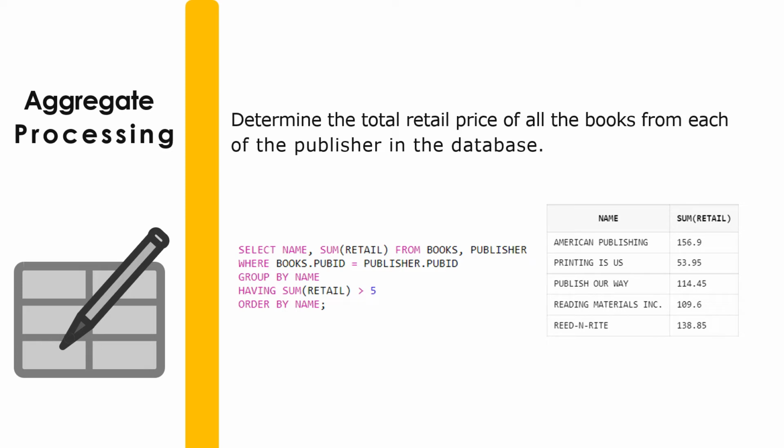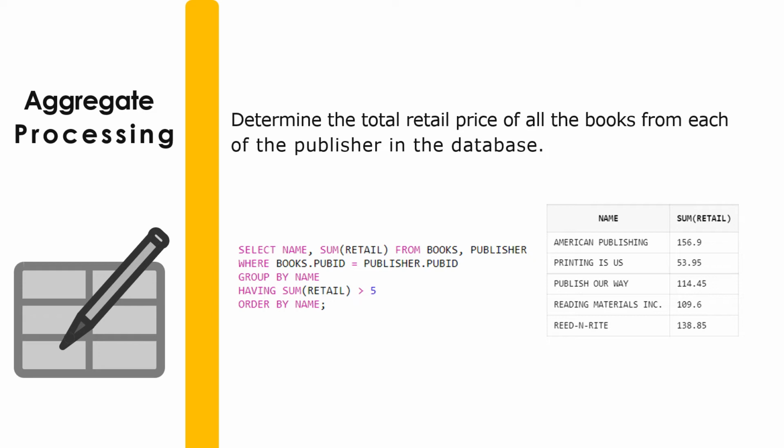First, take note that the name of the publisher can be found in the publisher table, while the retail price of each of the books published by certain publishers can be found in the books table. That is why we need to join the two tables first. Next, we are grouping all of the data by publisher name.